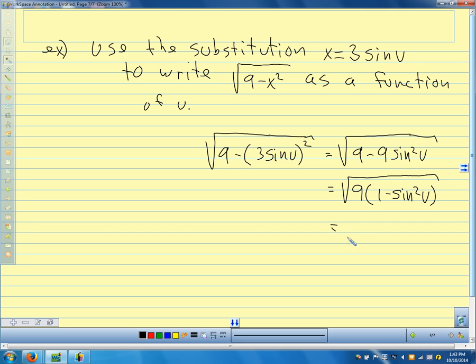Let's do one last thing. 1 minus sine squared u is cosine squared u from our Pythagorean identity. And when I take the square root of this, I get 3 cosine u. This is the square root of 9 minus x squared written as a function of u using this substitution.